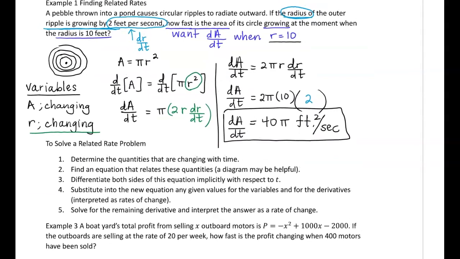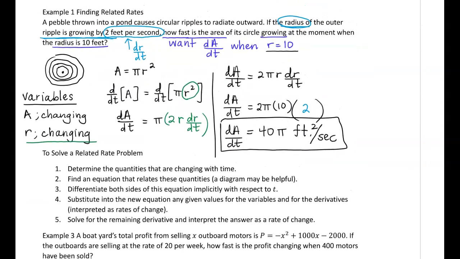So generally speaking, how do we solve a related rates problem? We determine which quantities are changing with time. So that's when we went over here and talked about what are our variables and which ones of them are changing with respect to time. In this case, both of our variables were changing with respect to time.